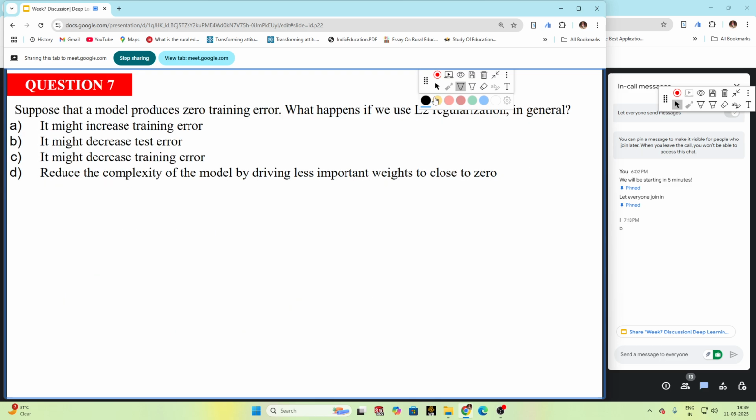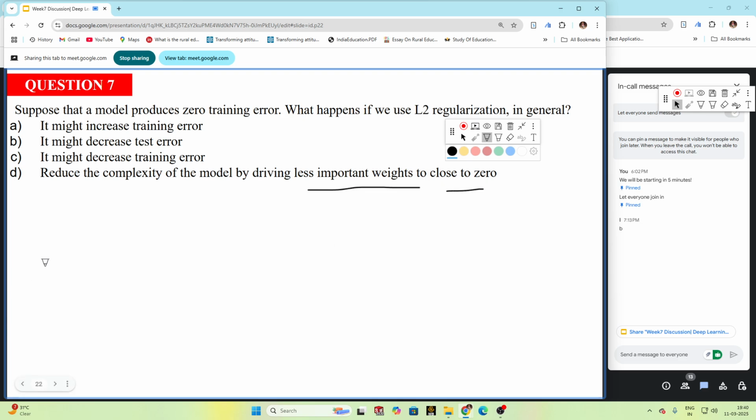So let's move on to the next question. Suppose that a model produces zero training error. What happens if we use L2 regularization in general? It might increase training error, it might decrease test error, it might decrease the training error. Option D reduces the complexity of the model by driving less important weights to close to zero.